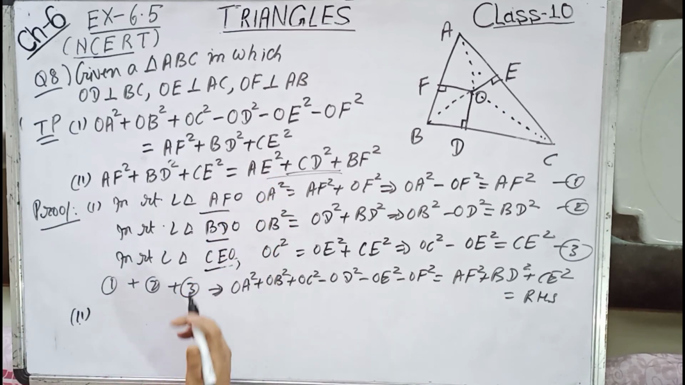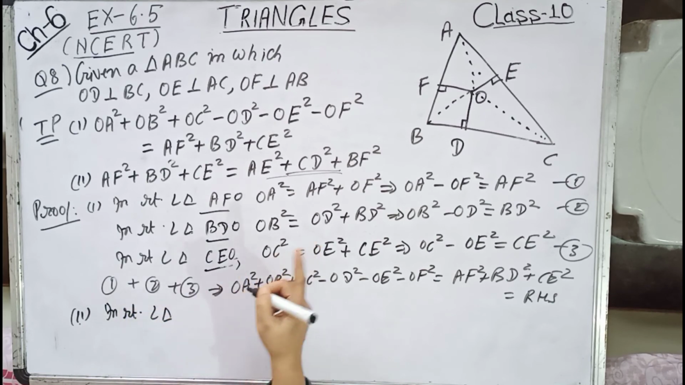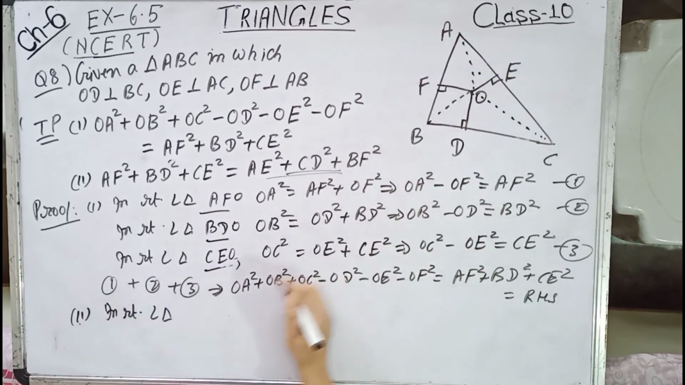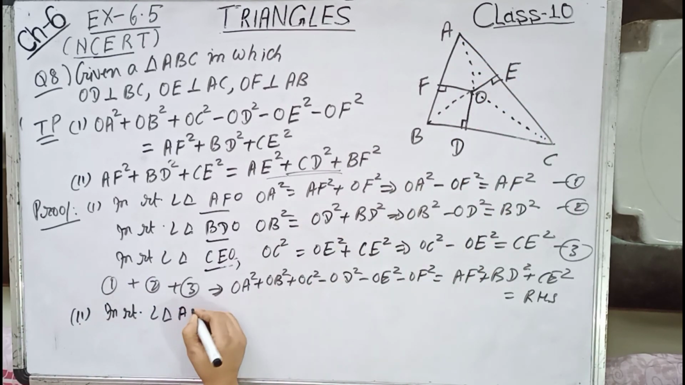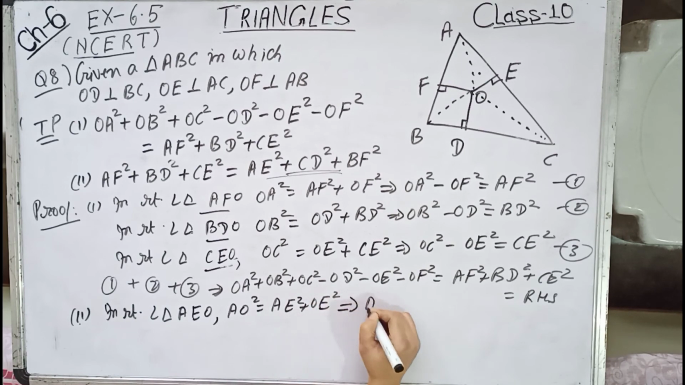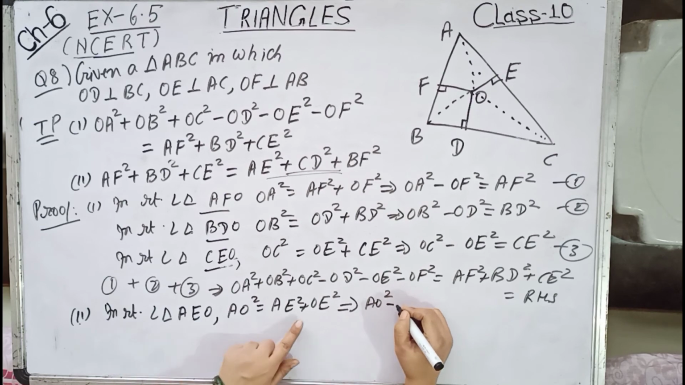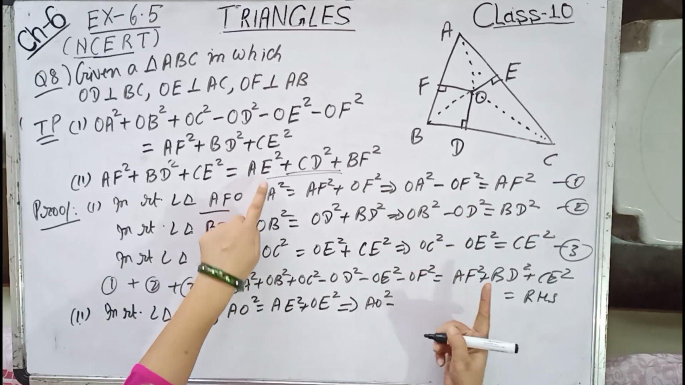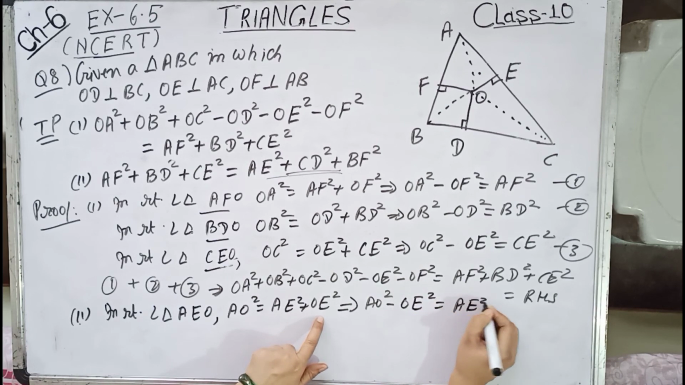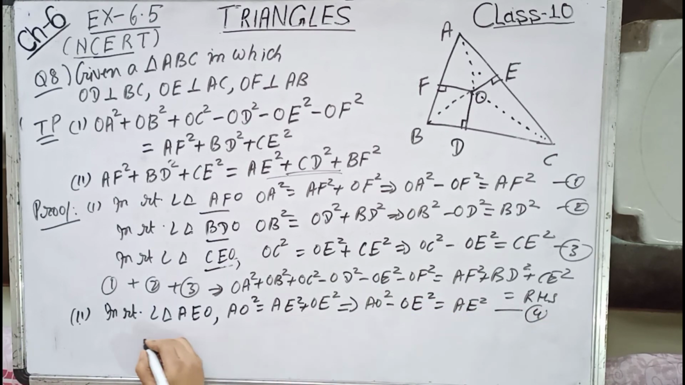So let us write that in right angle triangle AOE or AEO. AO square equals to AE square plus OE square. This implies AO square minus, over here we need AE on the right side, so minus OE square equals to AE square. Make it number 4.